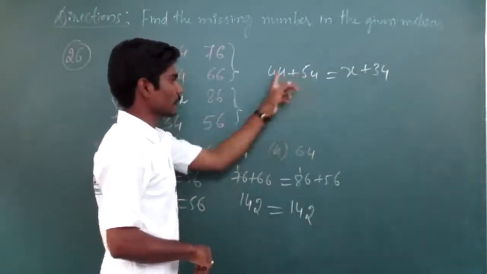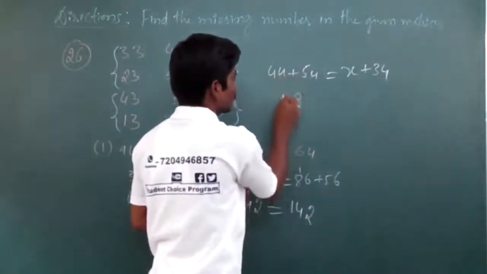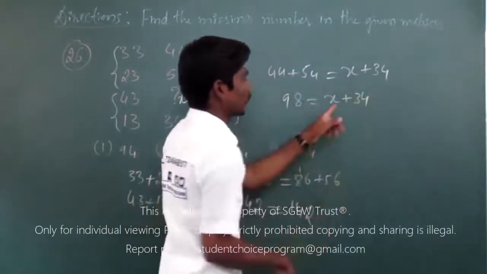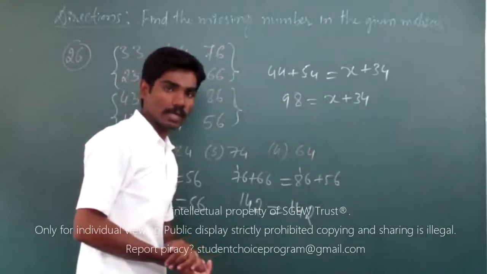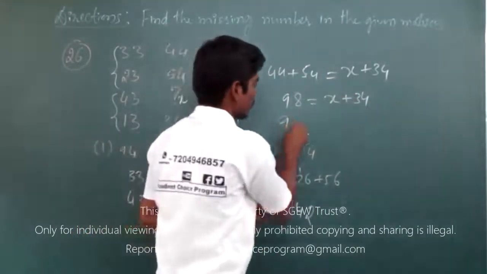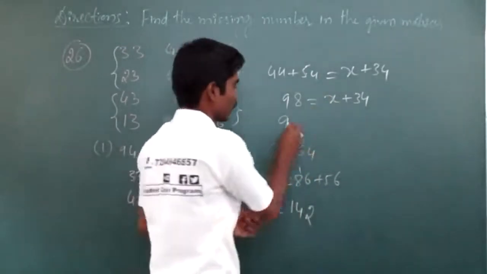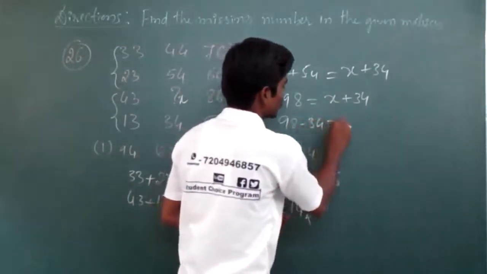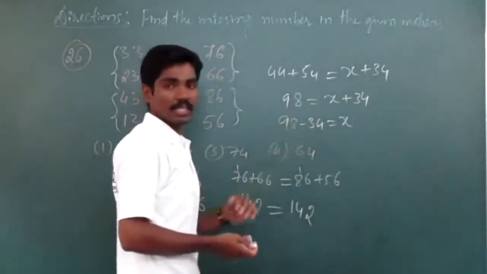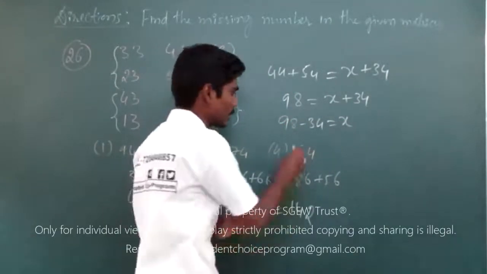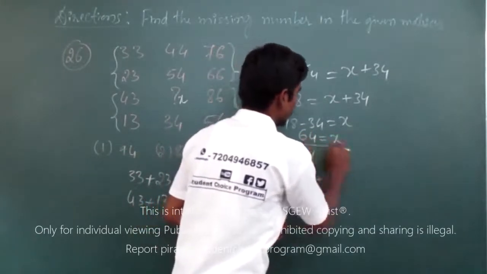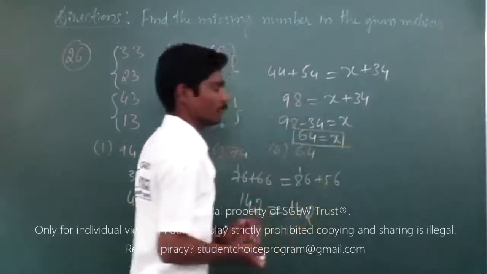What do I get? 4 plus 4 is 8. 5 plus 4 is 9. So 98 is equal to x plus 34. I need to get the value of x. For that, I will send this 34 to the left-hand side. When I do that, plus 34 becomes minus 34. 98 minus 34 is equal to x. What do I get? 98 minus 34, yes, I will get 64. The x value I am getting is 64.